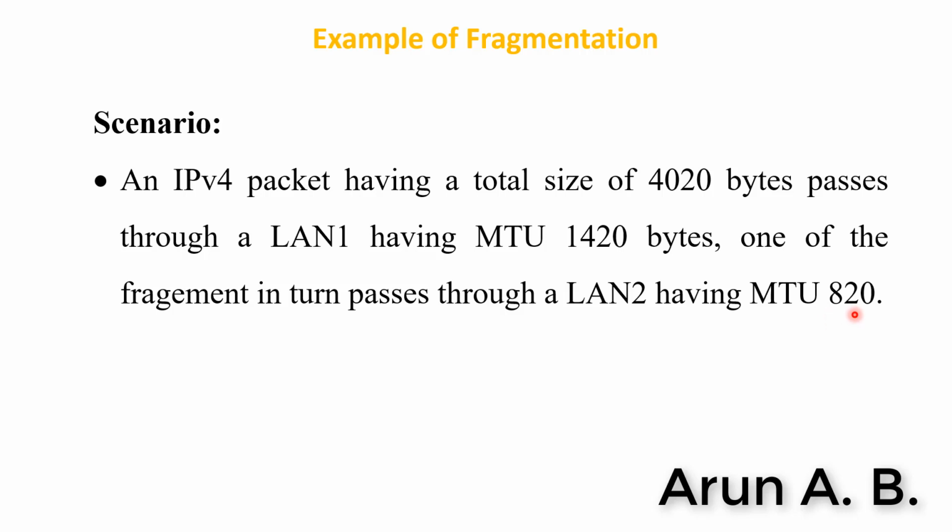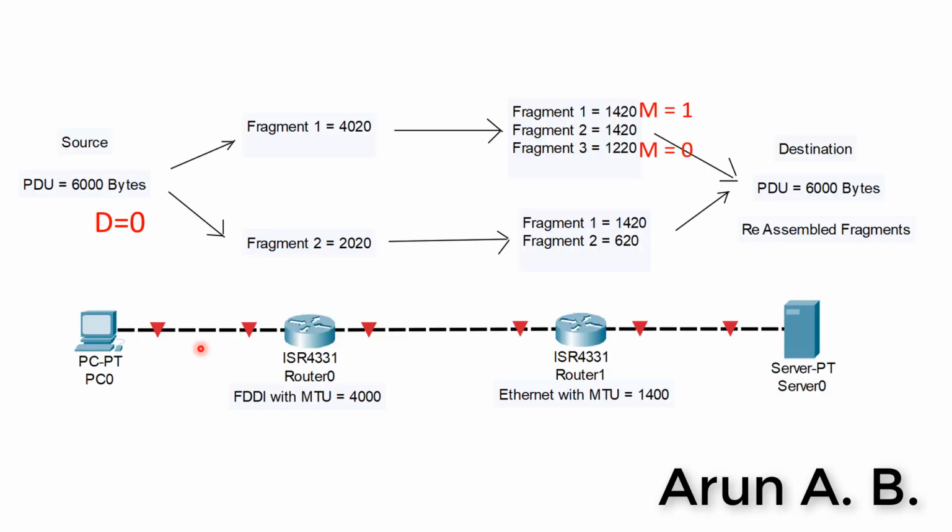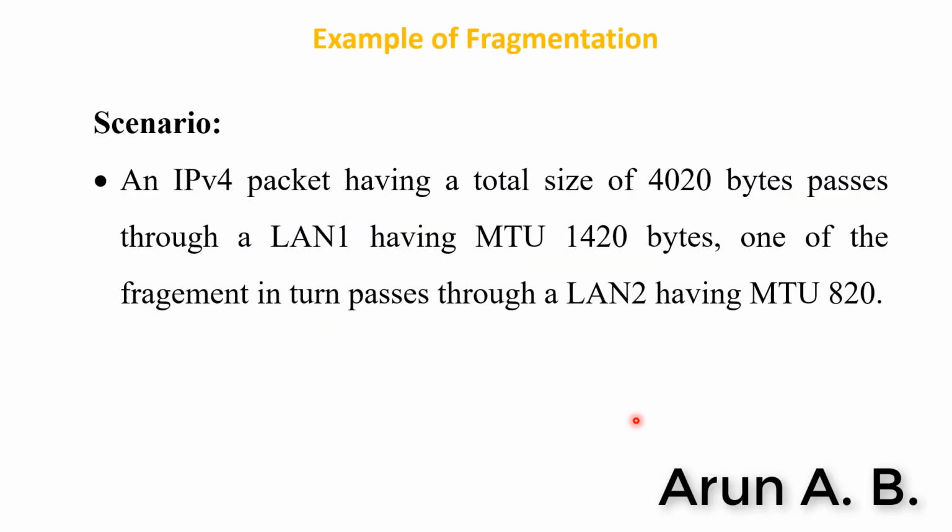So what I can say here is, if I take this system as a 4000 byte data size, when it passes through the first LAN it will be 1400 in this case. And further, when one of the packets passes through another LAN which has a maximum transmission unit of 820 bytes. Okay, let us solve this problem.